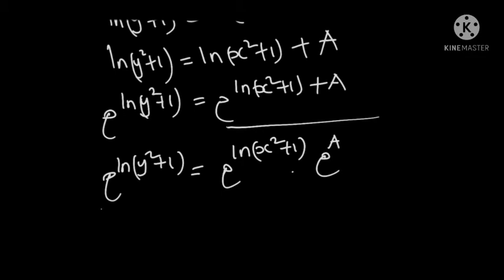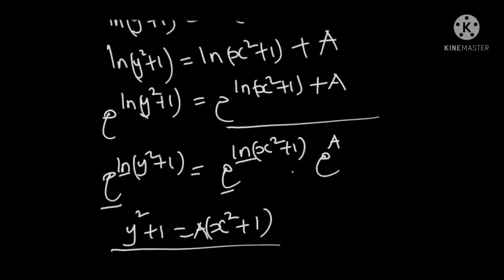Now, because we have exponential and ln at the same time, these two will cancel, giving us y squared plus 1. Again, exponential and ln will cancel, giving us x squared plus 1. Exponential to the a is a constant, so let's call it a. This is the required general solution.